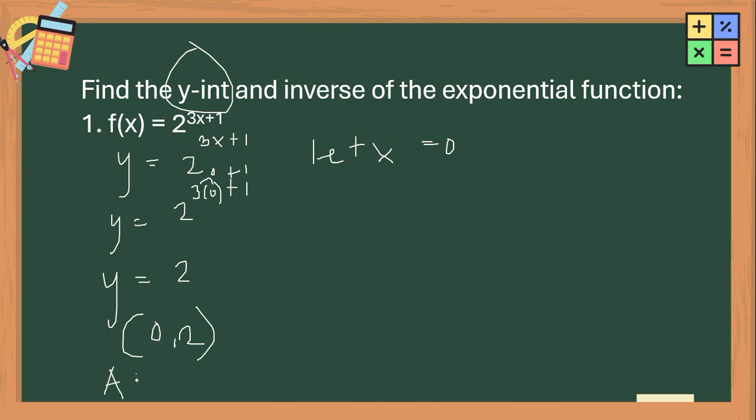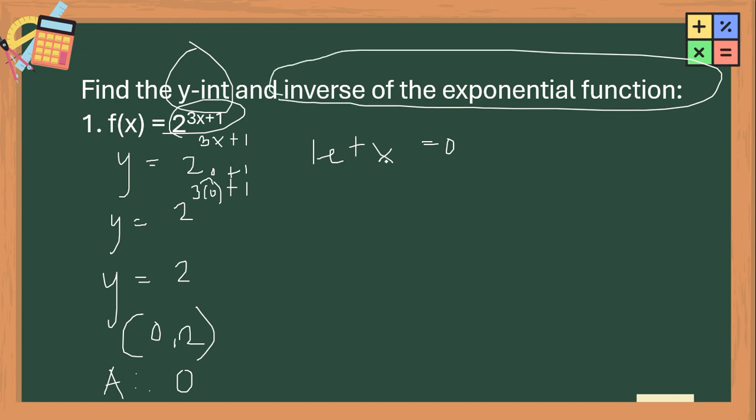And what is the asymptote of our given exponential equation? The asymptote is 0. Next, we're going to get the inverse of the exponential function. First step is let f of x is equal to y. Y is equal to 2 raised to 3x plus 1.